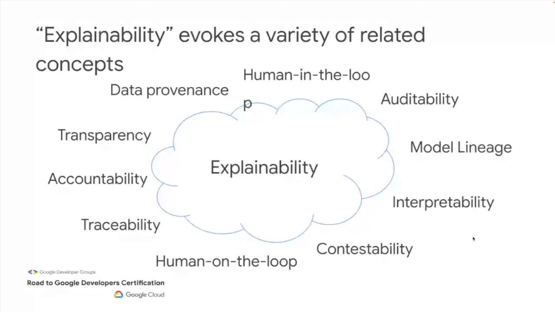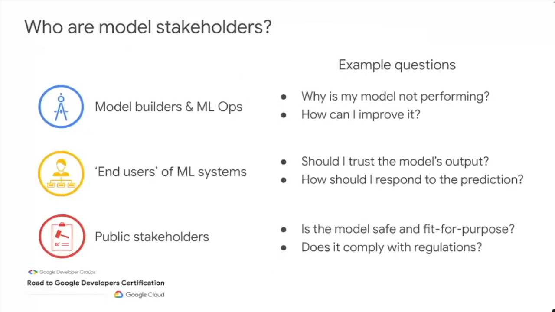Then once you have a model, who are the stakeholders? You have the model builders and machine learning ops, and they will have different interests. Like, for example, why is my model not performing? How can I improve it? Then you have the end users that wonder, okay, should I trust it? How should I respond to the prediction? Then you have public stakeholders, where you ask, okay, is the model safe and fit for the purpose? Does it comply with regulations?